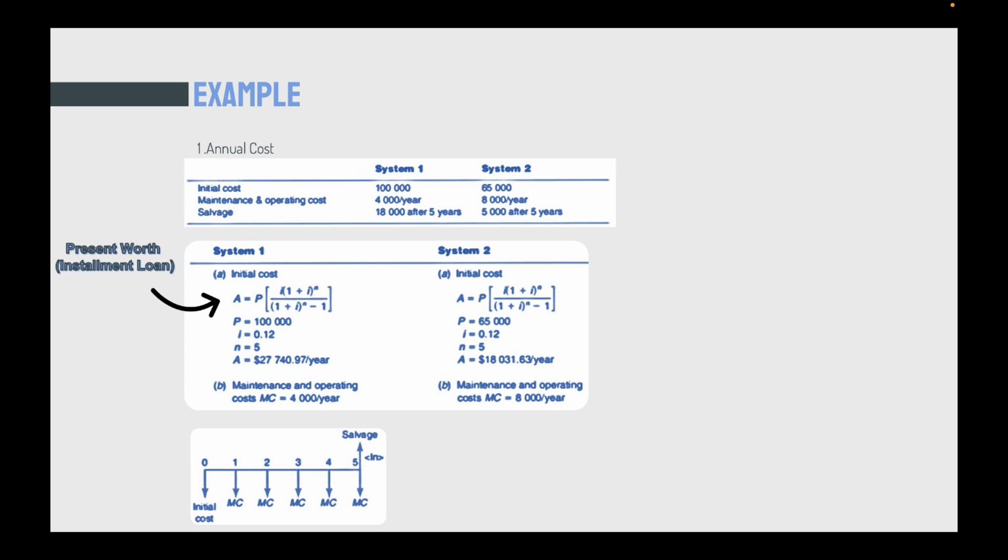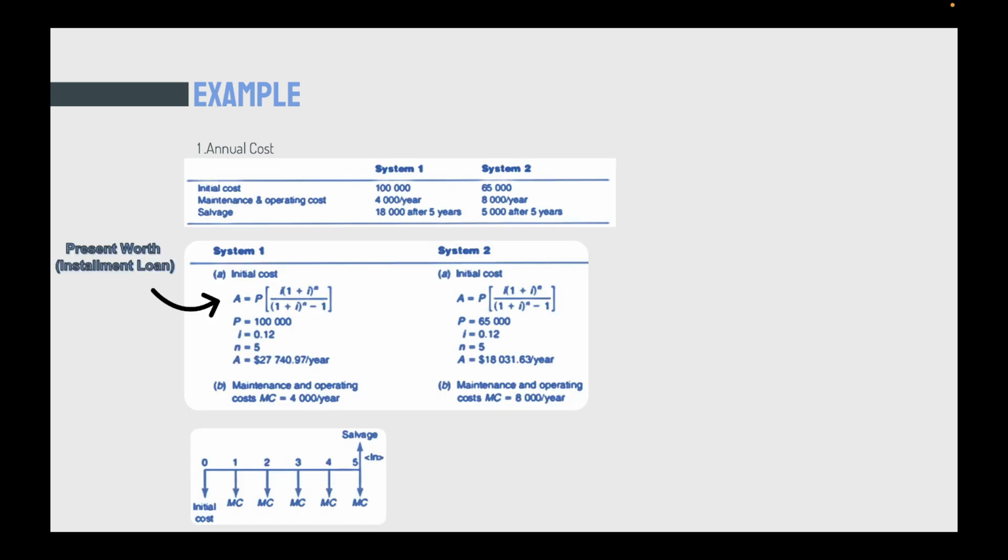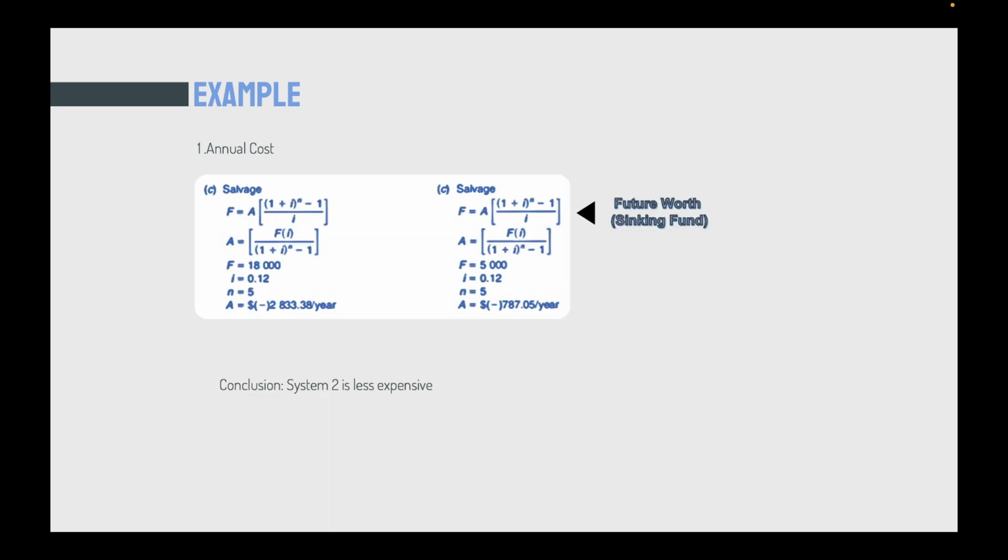Having those in mind, going back to the previous slide, you want to decide. So I have an initial cost of 27,000 for System 1 and 18,000 for System 2. Maintenance and operation per year is 4,000 for System 1 and 8,000 for System 2. And our salvage will get back 787 for System 2 and 2,800 for System 1. So which system is less expensive in this case? Obviously, System 2 is less expensive. If cost is our main comparison, then we would go with System 2 because overall it will be less expensive for us.